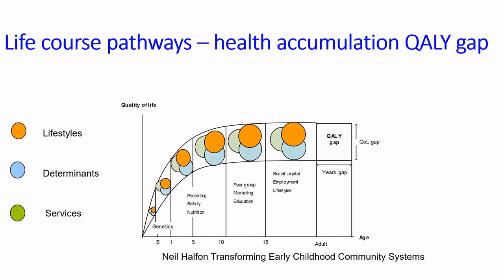Another way of visualizing these concepts is to use a growth chart with quality of life on the vertical axis and age on the horizontal axis. The circles represent determinants, lifestyles and services over 6 time periods. Exposure to positive health factors creates a trajectory on the upper curve, whereas exposure to negative health factors creates the lower curve. This then introduces the concept of equity and a quality life years gap between the upper and lower curves.